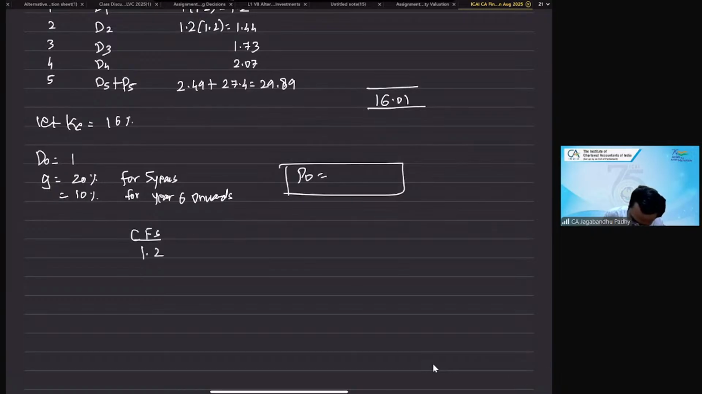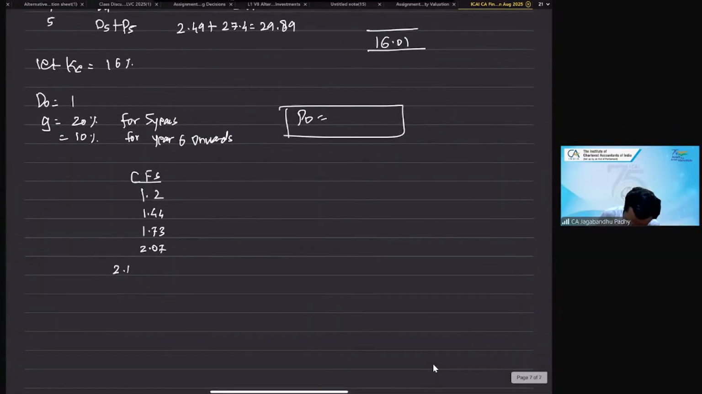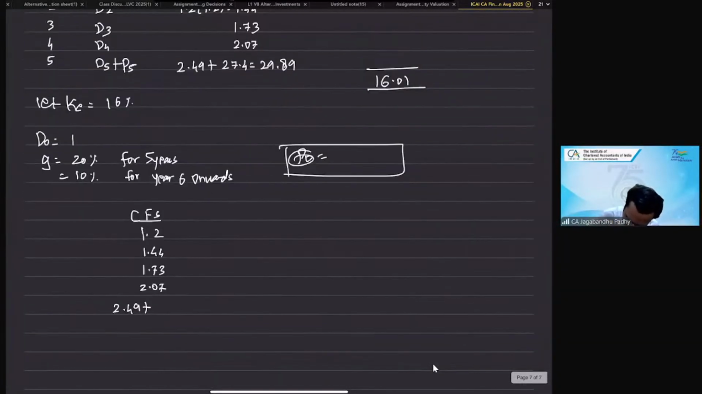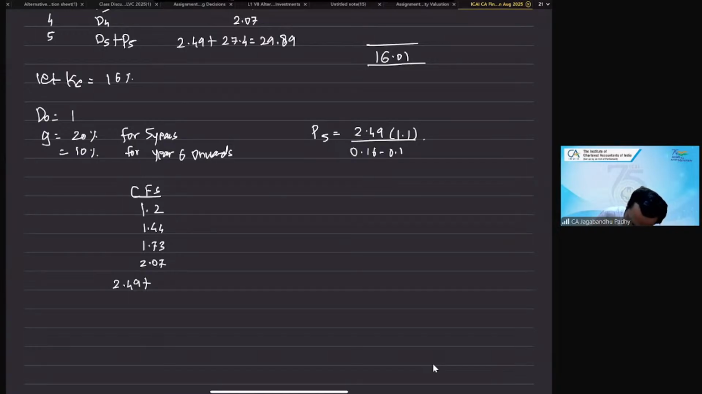So cash flows are like 1.2, 1.44, 1.73, 2.07, and this will be 2.49 plus. I mean, the value in year 5 is also going to be different, by the way, because P5 will be 2.49 into 1.1 divided by KE of 16%, right? So 0.16 minus 0.1. 45.65. This is 45.65. So plus 45.65, and then you take the PV factor at 16%, and then you take the PV.